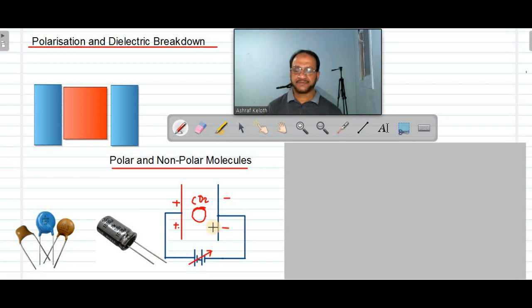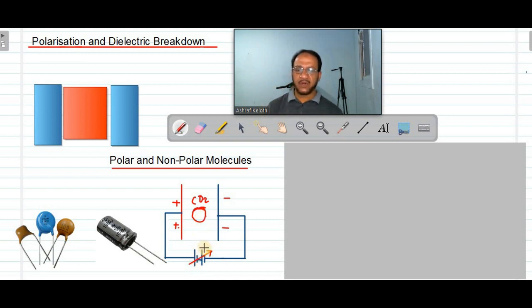Inside the carbon dioxide molecule, there are negatively charged electrons and positively charged protons. There is a molecular orbital. You studied molecular orbital theory last year in chemistry. Electrons are revolving in that. There are nuclei of carbon and oxygen, three nuclei: two oxygen and one carbon. But right now they are spherically symmetrical and the centers of positive and negative charges are coinciding with each other.